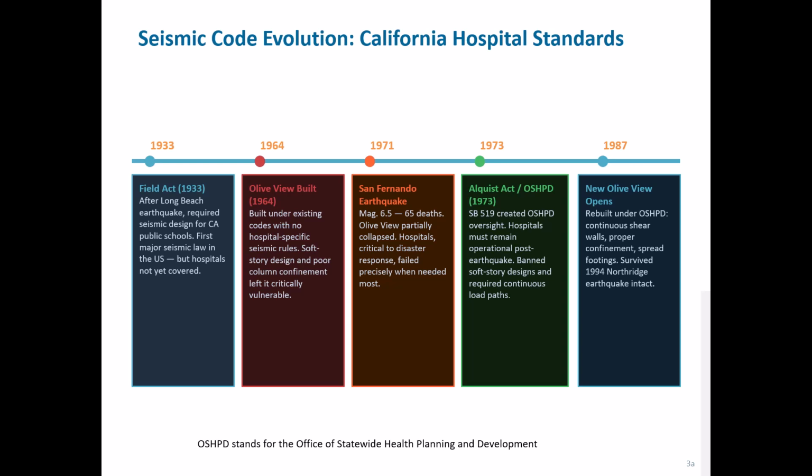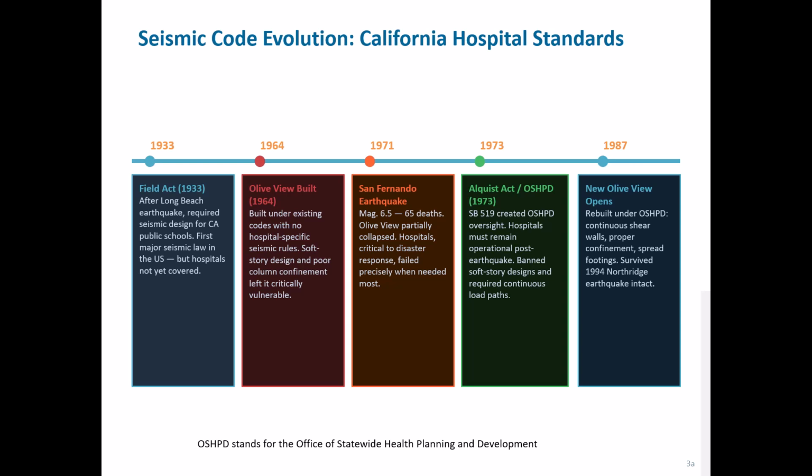Then the next big one to come along was in 1933 at Long Beach, and that required seismic design for California's schools. So this was the Field Act that came as a result of that earthquake. And it was the first major seismic law in the U.S., again covering schools but not hospitals.